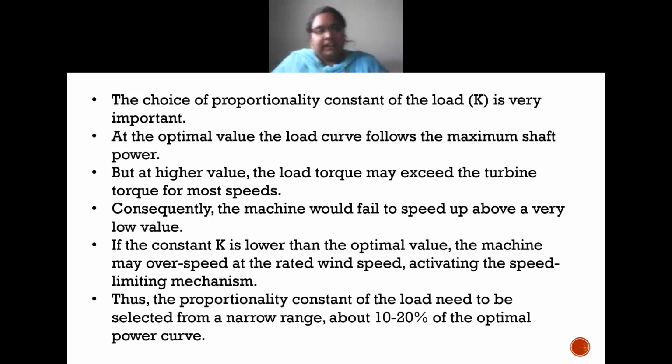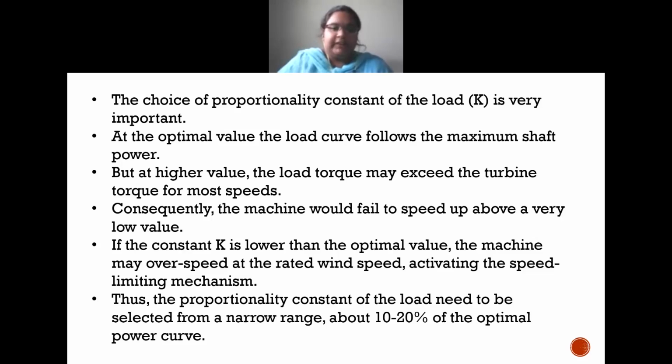So here the choice of the proportionality constant of the load is very important, and it is called K. We were stuck here, right? We were asking what is K, right? K is the proportionality constant of the load.